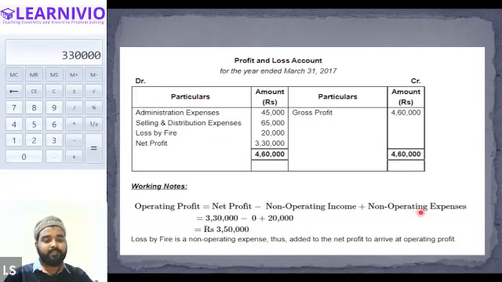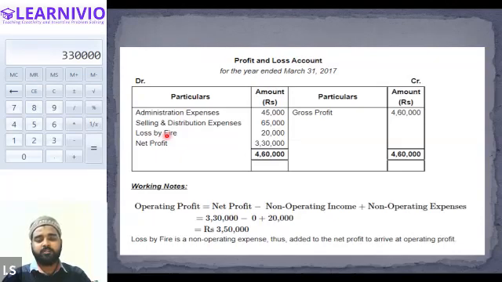And non-operating expenses, what are the non-operating expenses? Loss by fire is a non-operating expense. This is not related to our operation. Do you think loss by fire is an operating expense? Answer is no. What do you mean by the operating expense? Operating expense basically means expenses incurred on the operations of the business. Any expense incurred on selling, distribution, advertising, basically when you are paying your employees salary, all of these are considered as the operating expenses of the business.